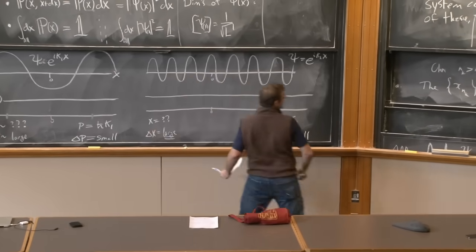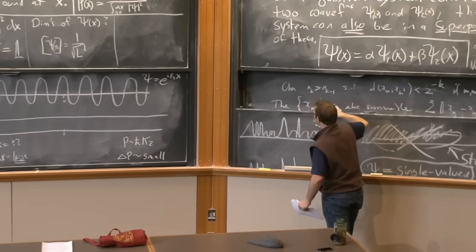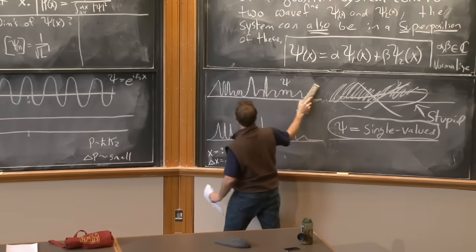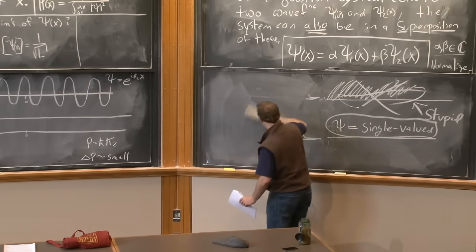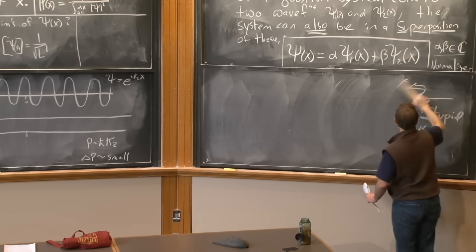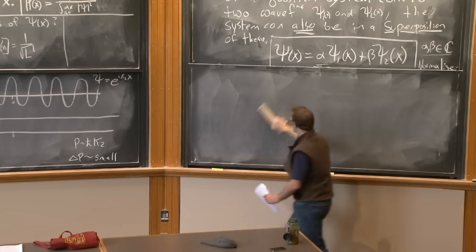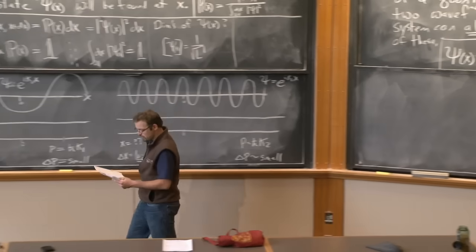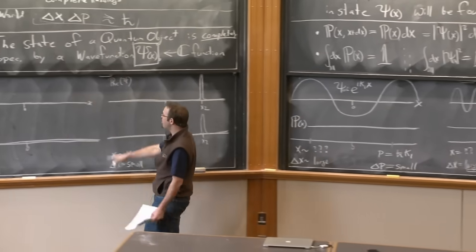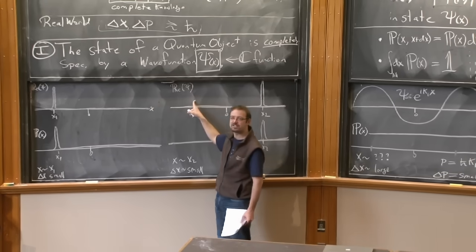OK. So let's scrap these rather silly wave functions and come up with something that's a little more interesting. So instead of using those as characteristic wave functions, I want to build superpositions. In particular, I want to start by taking an arbitrary superposition, both these wave functions having a simple interpretation.